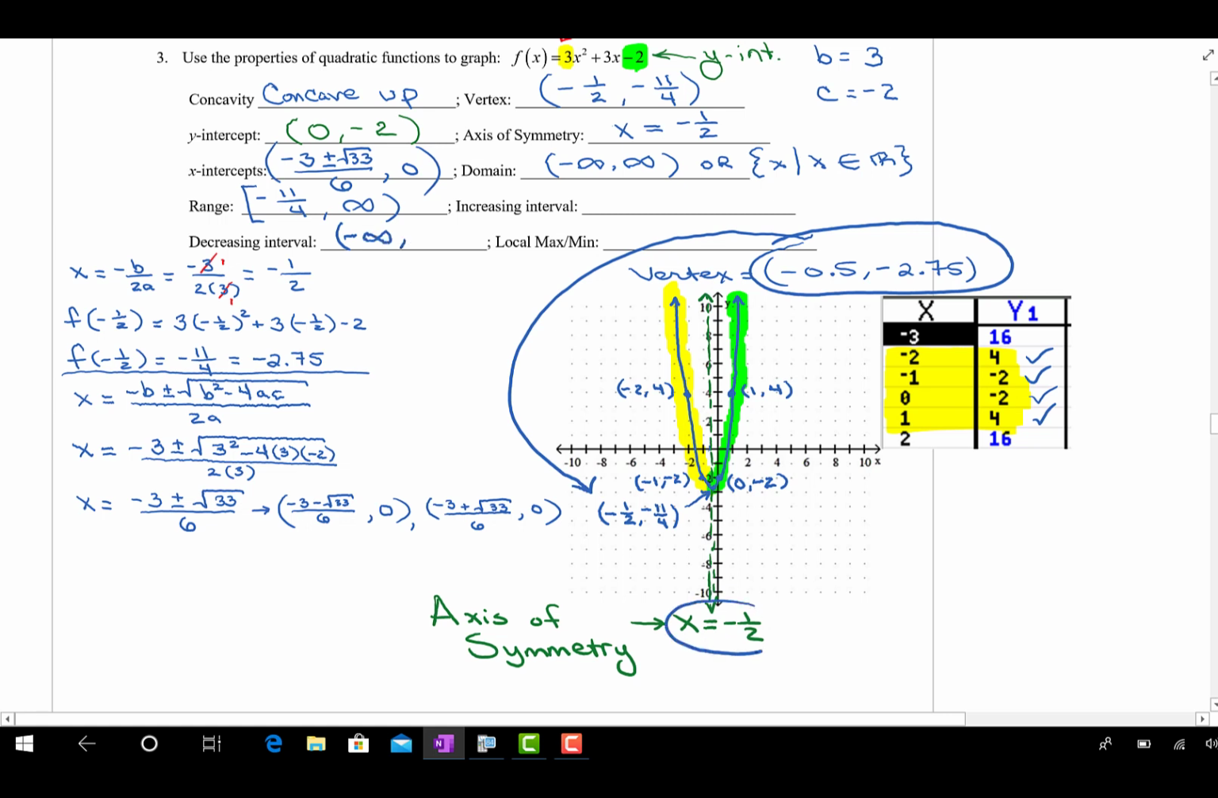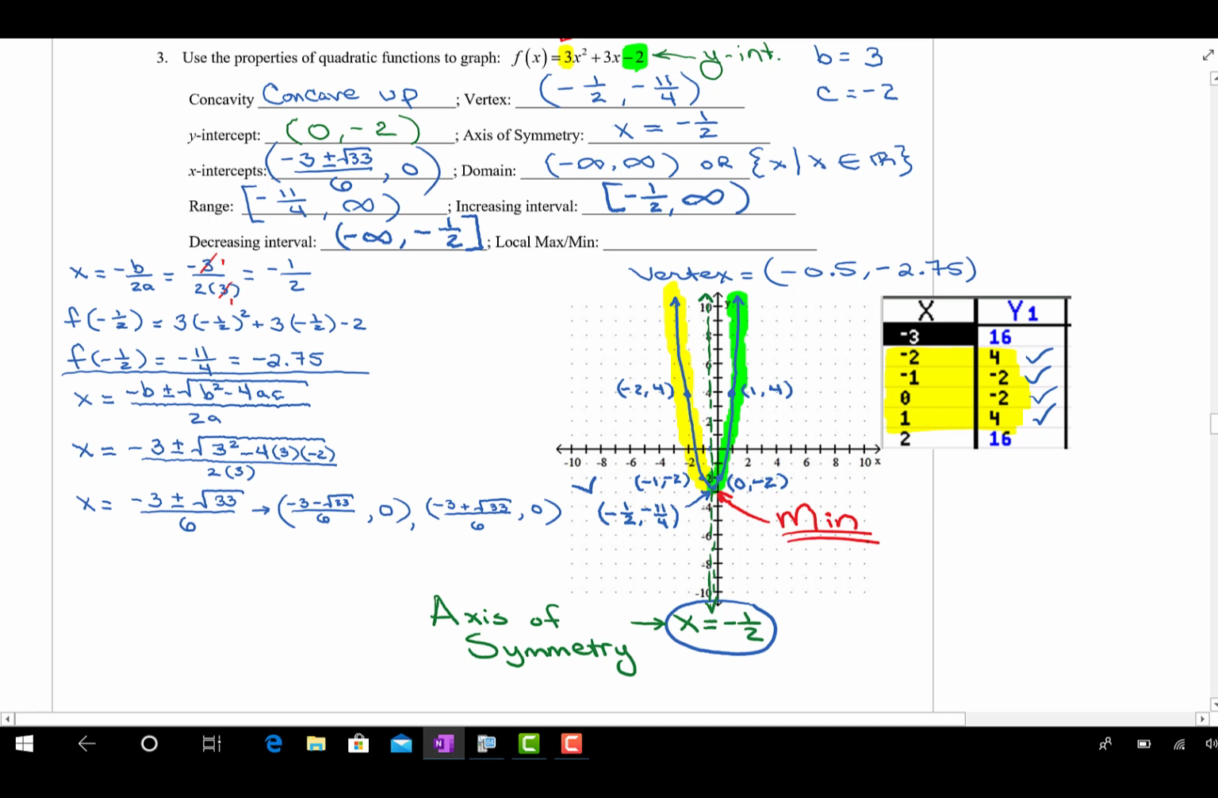It's decreasing on the half open interval from -∞ to -1/2. It's going to be open on -∞, closed on -1/2. Increasing on a half closed interval from -1/2 to infinity, closed on -1/2, open on infinity.